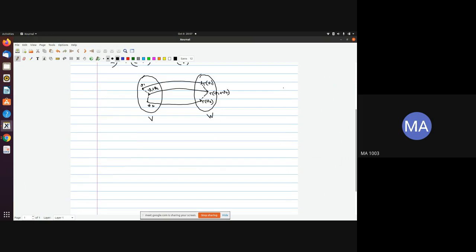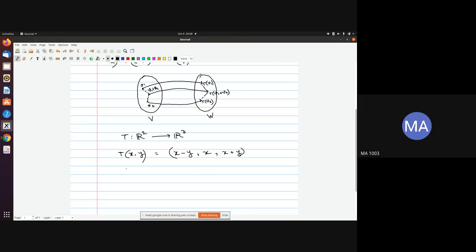Now I have given some examples also, so let me write an example here. R2 to R3: R2 means vectors will look like (x, y). Suppose I define it as (x minus y, x, x plus y), three coordinates. Is this a linear transformation? Yes, sir. Why? Sir, because it satisfies the two properties. Yes, you can check it. It will satisfy these two properties.